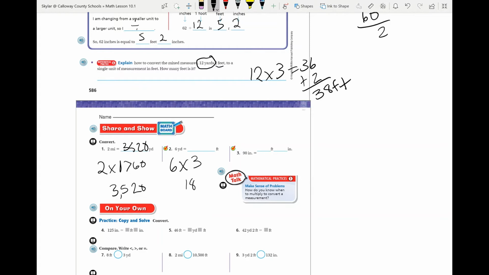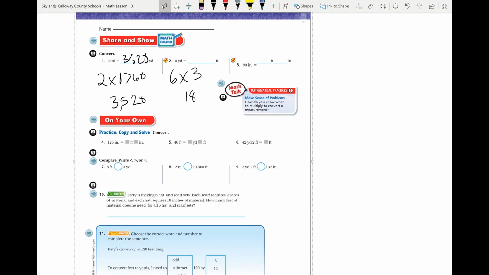So, inches are smaller than feet. That means we're going to have to divide. So 90 divided by, how many inches are in a foot? Check your chart if you need to. That'll be 12. So I'll work that out here for y'all to see. 90 divided by 12. 12 is going to go into 90 7 times. That gives you 84 with 6 left over. So 7 remainder 6. So 7 feet and 6 inches.